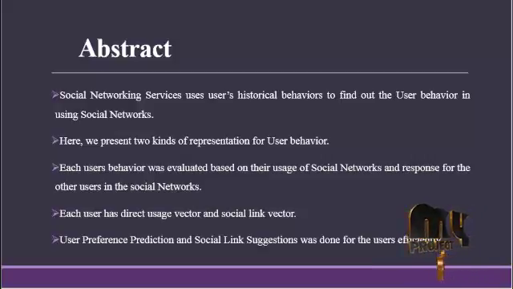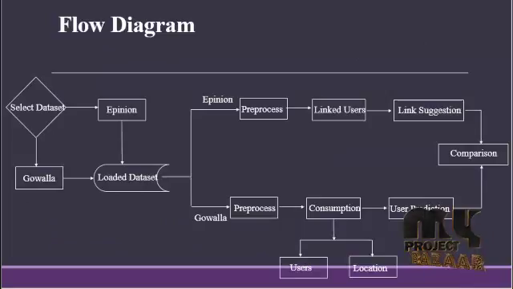So, the social networking services use users' historical behaviors to find out the user behavior in using social networks. Here, we present two kinds of representations for user behavior. Each user's behavior is evaluated based on their usage of social networks and the response from the other users in the social networks. So each user has a direct usage vector and a social link vector. User preference prediction and social link suggestion are done for the users efficiently.